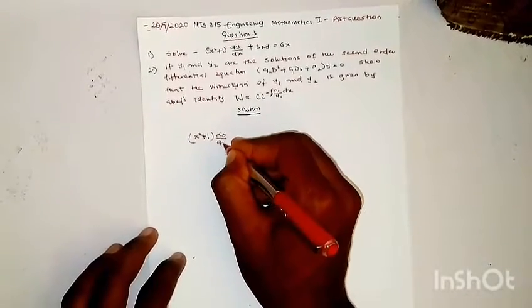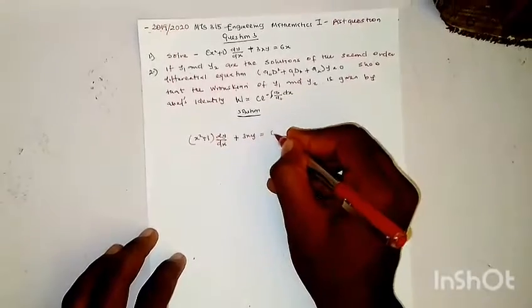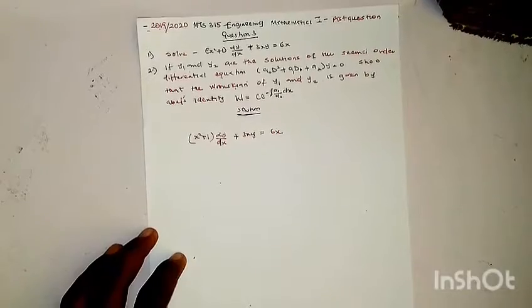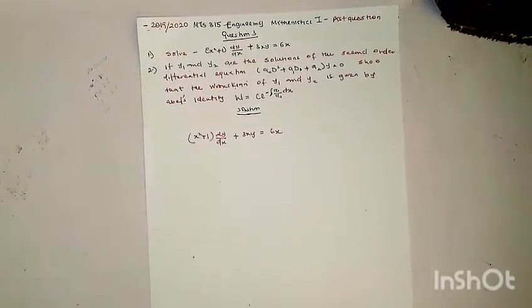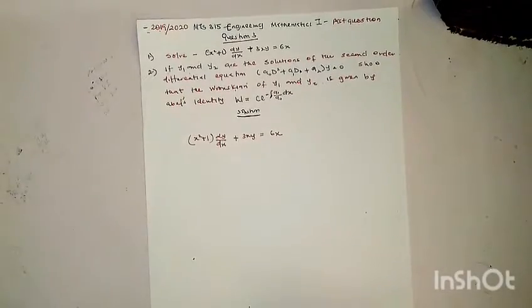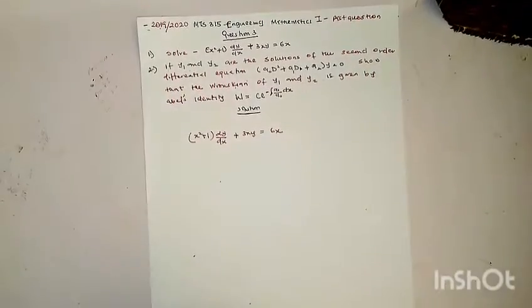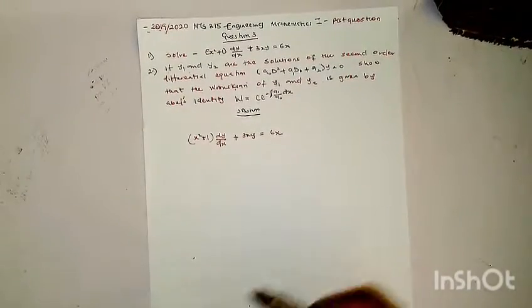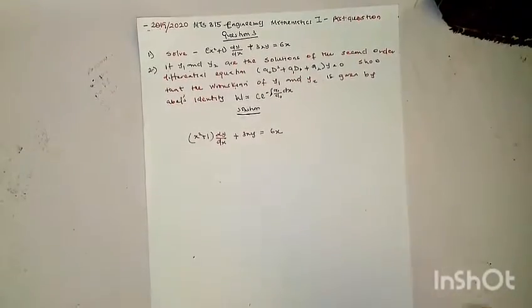dy dx plus 3xy equals 6x. So now basically we know that this is an ordinary differential equation. Now to know the kind of formula to apply when you come across this kind of equation can be very tricky. So you have to carry out some basic steps. What are those basic steps?